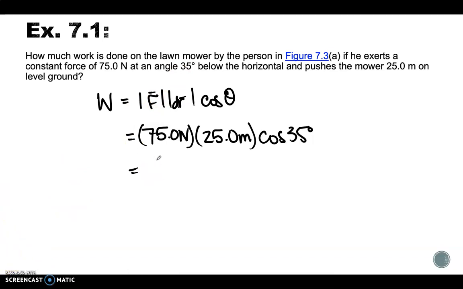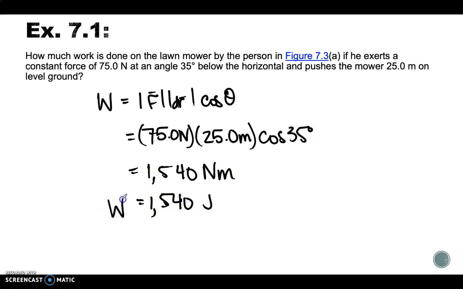Alright, so the work done will be 75 times 25 times cosine of 35 degrees. That will be 1,500, and we'll say about 40. And this is in newton meters, or it should be, in joules. So this is the work done by that person pushing the lawnmower.